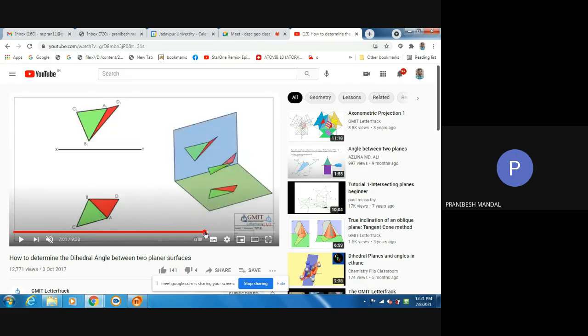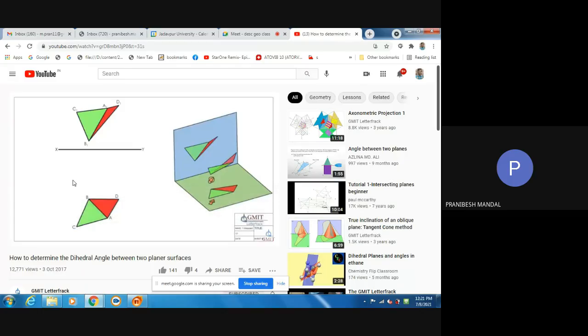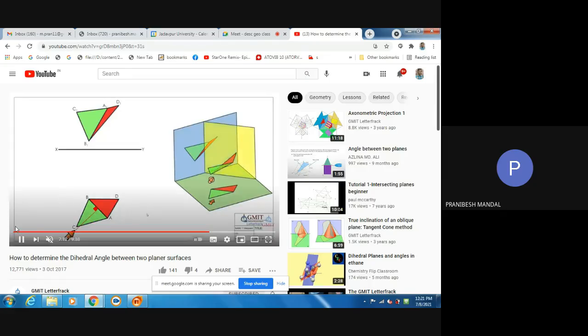There are two planes having a common line of intersection AB. That is what you were mentioning, that if we know there is a common line of intersection AB, then I can find out the dihedral angle very easily. That is what you mentioned, right?